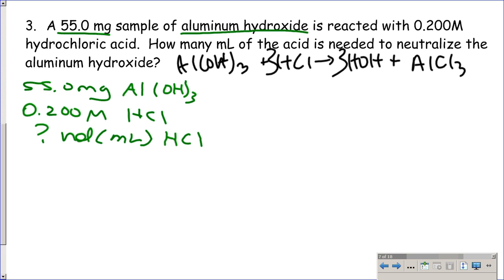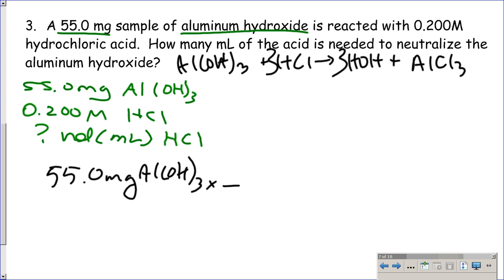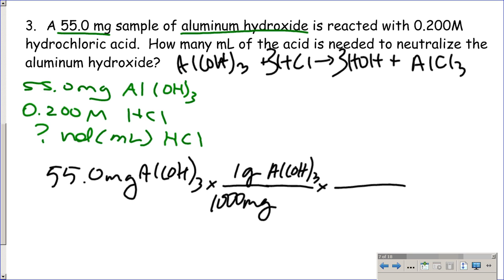So 55 milligrams of aluminum hydroxide. Get me out of milligrams. So 1 gram on top, 1,000 milligrams on bottom. All right, so now I'm in grams of aluminum hydroxide. Now can you give me some moles of aluminum hydroxide? What goes on top? 1 mole, good.